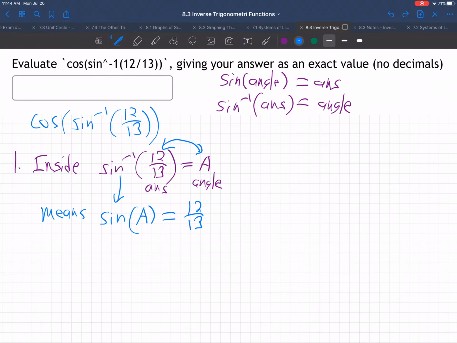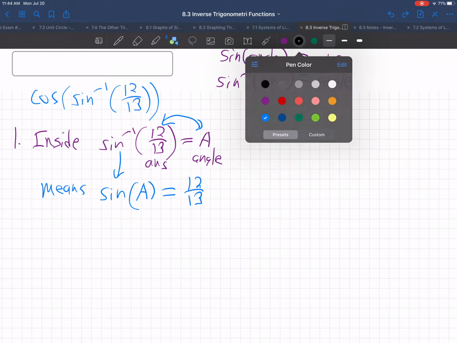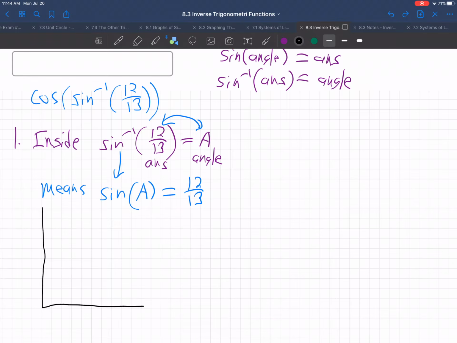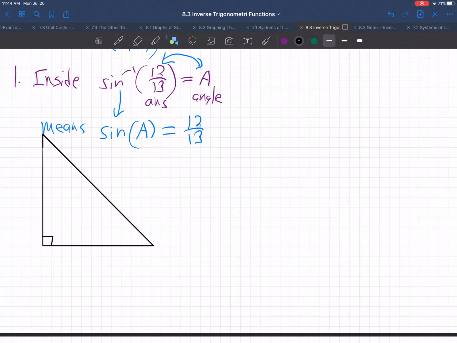Okay, so now what do we do? Step two, or maybe this is still step one. I forget how the steps go. We're going to make a triangle next. That much I do know. So I'm going to make a right triangle, with a little right angle right there, and I'm going to put A here. You can put it anywhere you want, up there or here. It doesn't matter. Okay, and sine of A is 12/13. Now remember SOHCAHTOA. Remember the definitions of sine, cosine, and tangent.